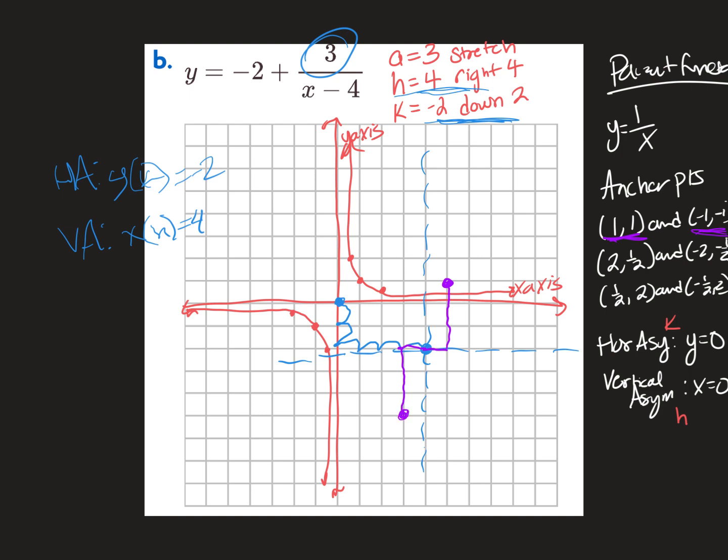And then I kind of just like freehand it because I know where my asymptotes are. So I know the line's going to get close but never touch. So it's kind of like this. And then you're going to do the same thing down here. You're going to continue going down and going up. And that's how I would usually graph it with the stretch.